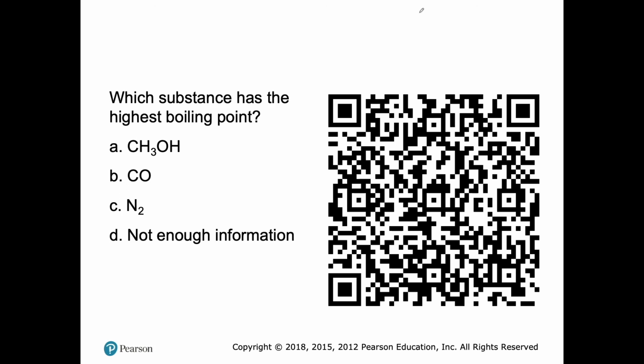The vast majority of people said A, which is correct because A is methanol. And if you write out A, you draw it out, methanol, this is what it looks like.